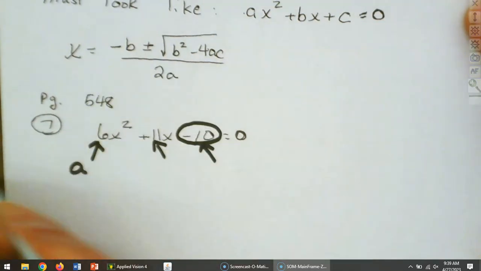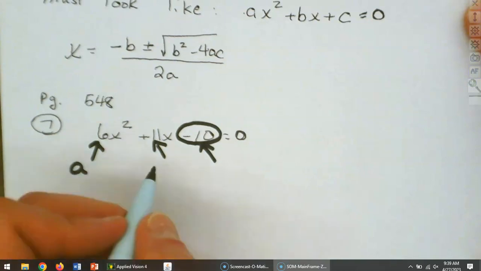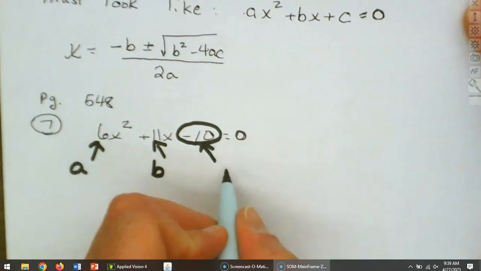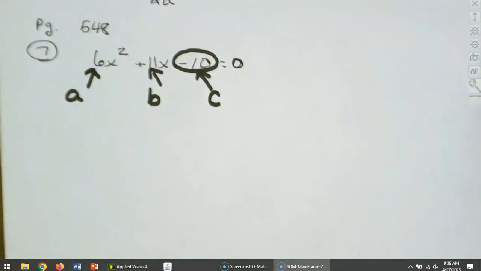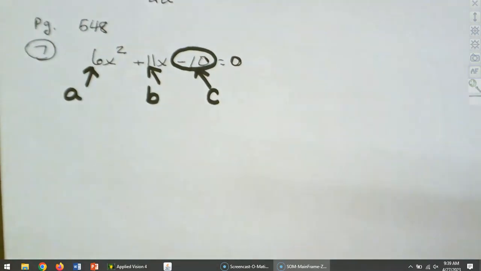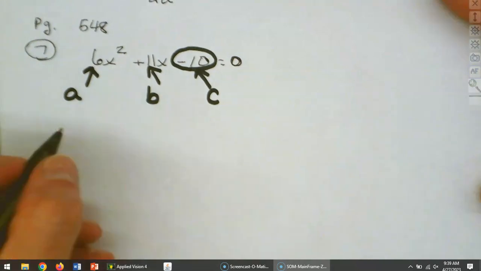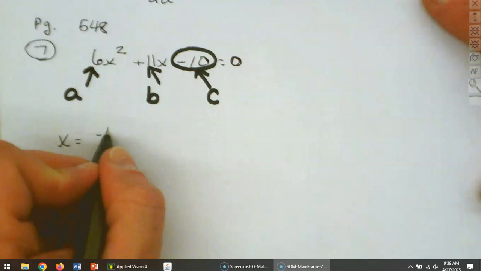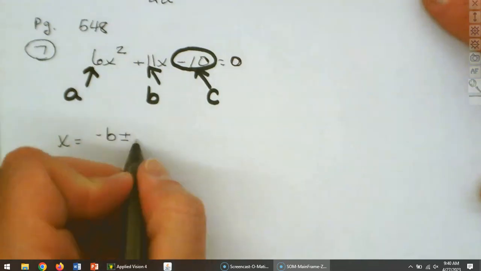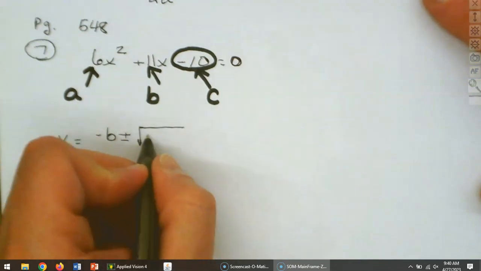And this is our a. So a is going to be that 6. b is going to be that 11. And c is that negative 10. Now, we write up our formula again, and we plug our values in. So we just rewrite our formula. I always do that.